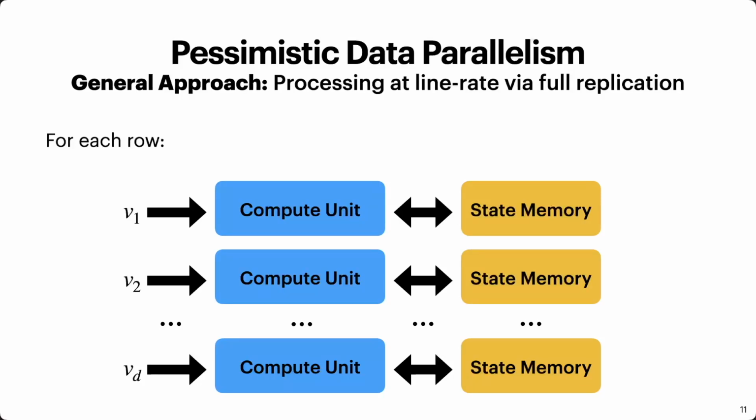Why would we call a beautiful and simple architecture like that pessimistic? Well, by replicating the entire architecture for each input value, we are leaving hardware resources underutilized, especially in terms of the state memory. To see that, we have to zoom in on the state memory.